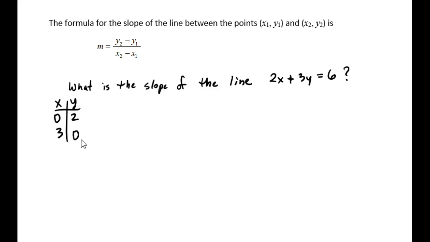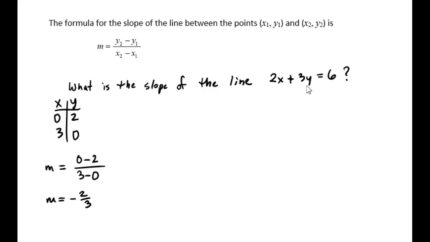Now we have two ordered pairs, and we can plug those into the slope formula. Let's use the second ordered pair as the x2, y2, and the first ordered pair as the x1, y1. So that's y2 minus y1, or 0 minus 2 in the numerator, over x2 minus x1, 3 minus 0 in the denominator. And this is equal to negative 2 over positive 3. So we get a slope of negative 2/3 for this line. This would be one way of computing the slope given the equation of a line, but there's an easier way.